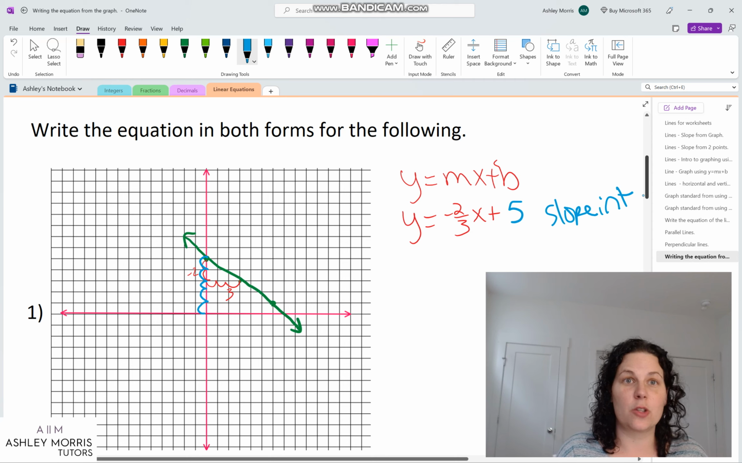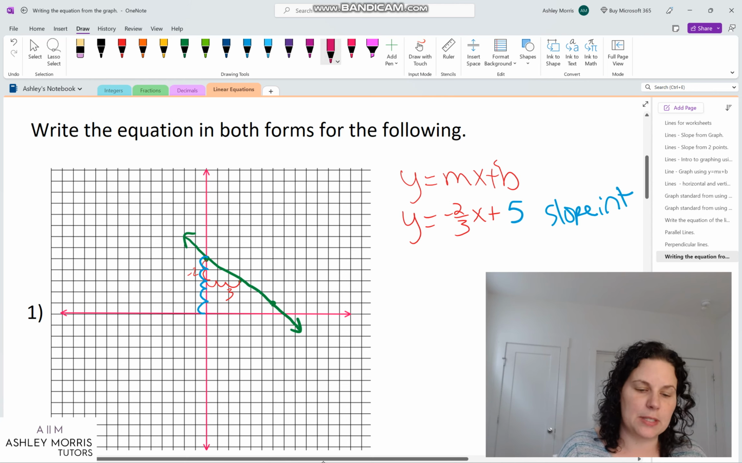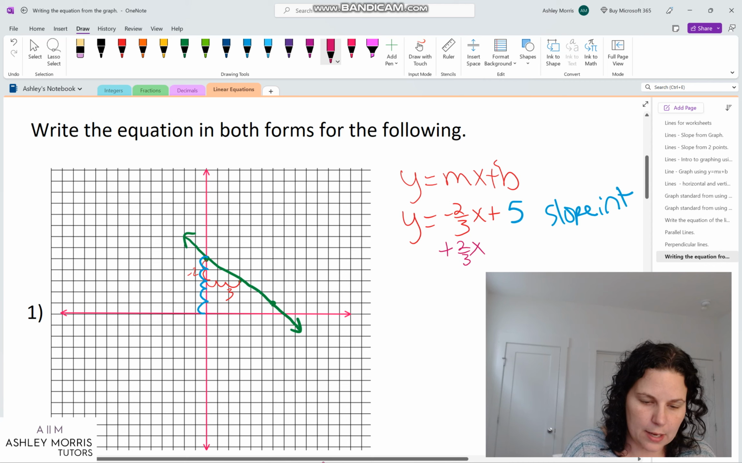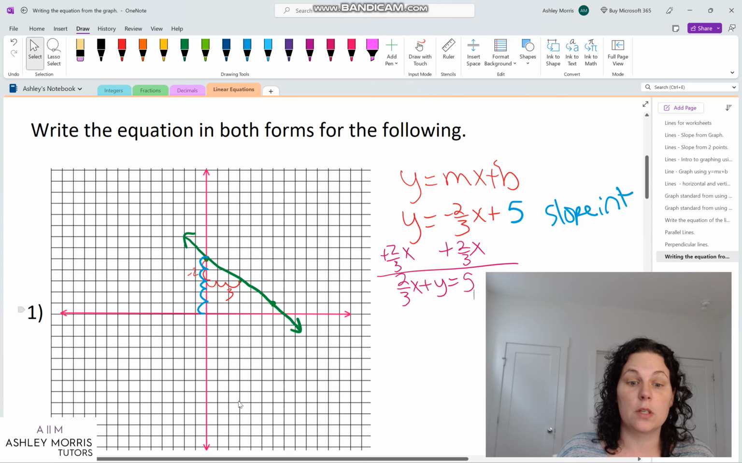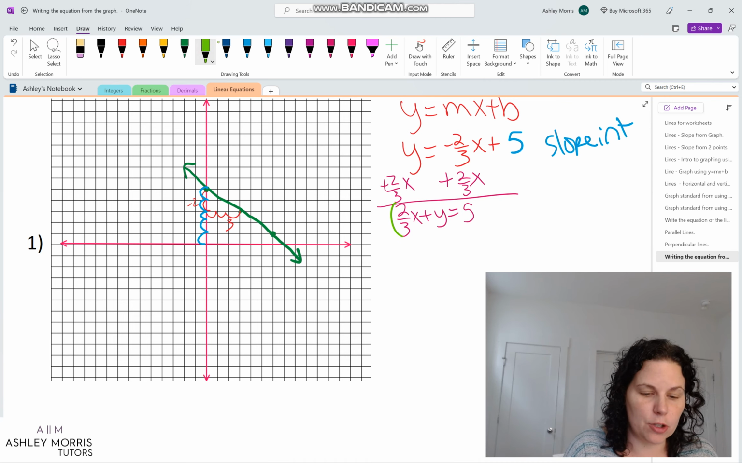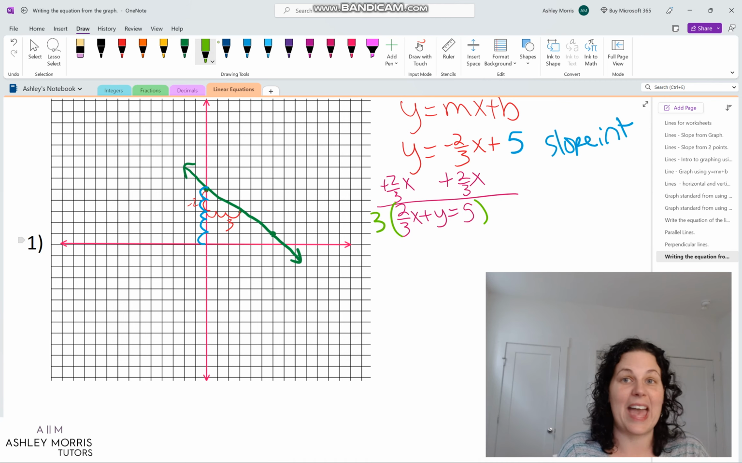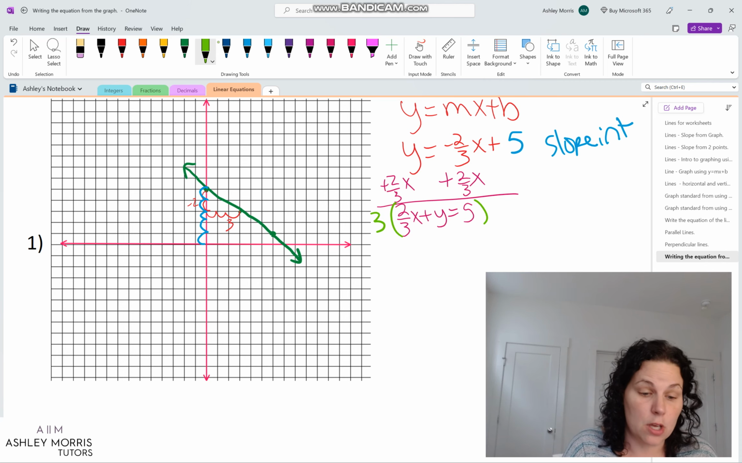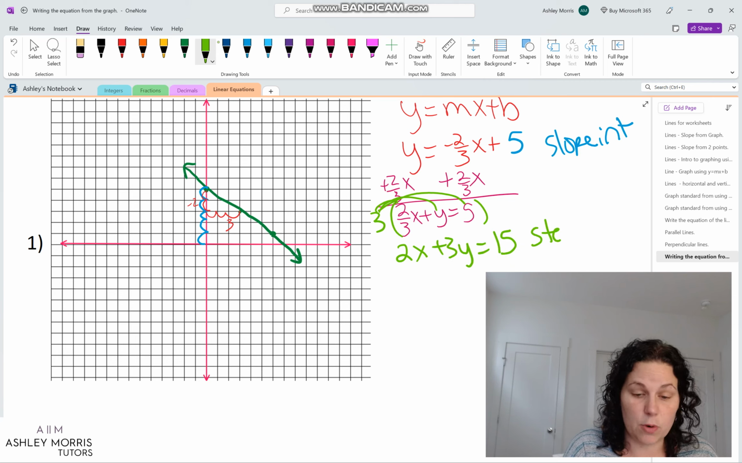And if the directions say slope-intercept, stop there. This time we're doing both forms. We've got to keep going. Standard form, x and y are on the same side. So let's add 2/3 x. Oh, my color's not very different, sorry. 2/3 x plus y equals 5. So close, so close. We're not allowed to have any fractions. So you're going to multiply by whatever your common denominator is. Multiply everything, and that'll get rid of your fractions. So that gives me a 2x, that gives me a 3y, and then that gives me 15, and that's standard form.